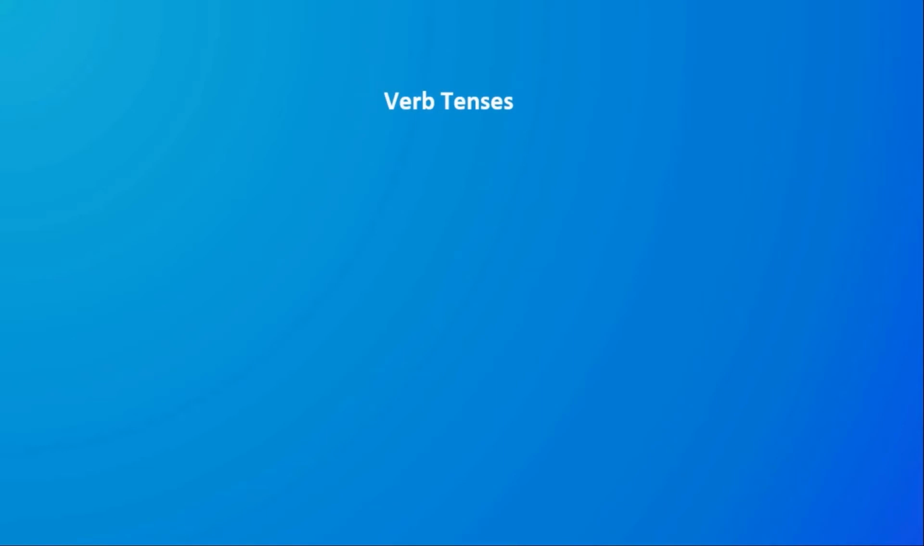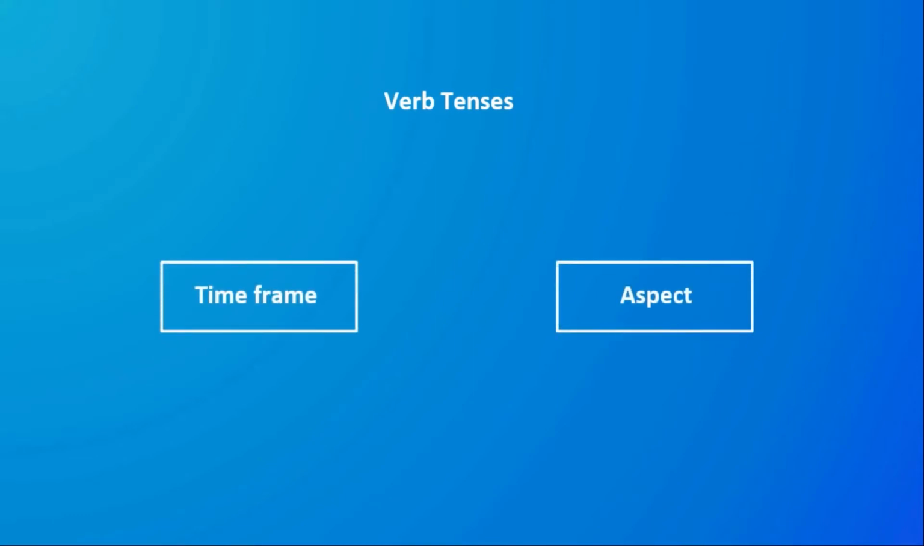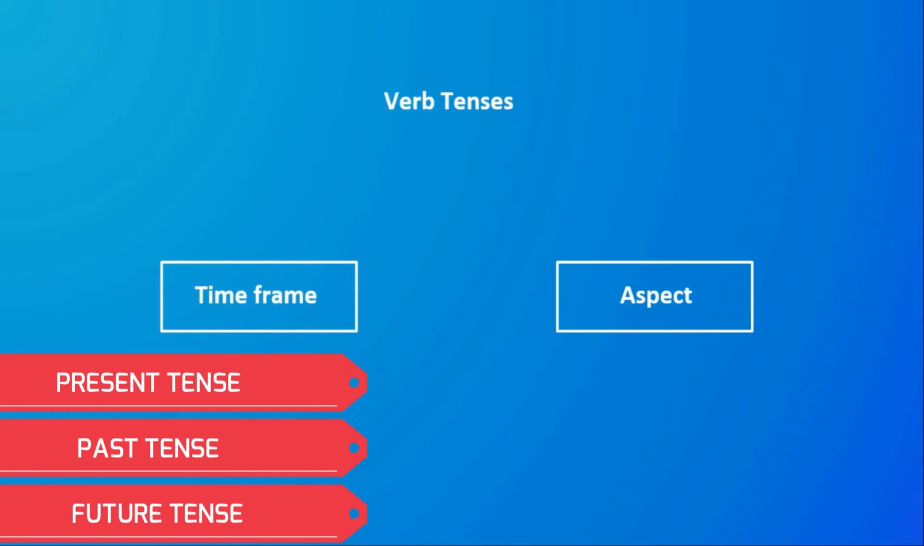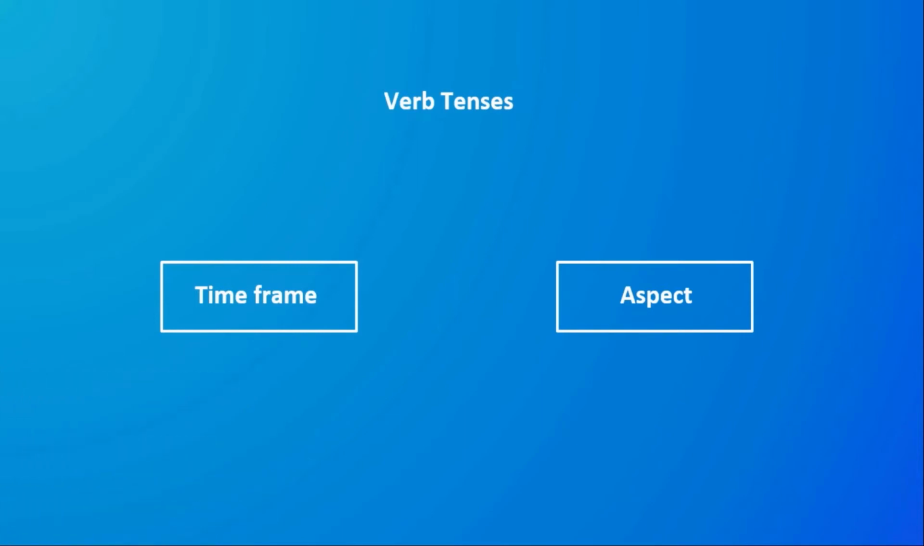Verb tenses can be grouped in two different ways. The first way is according to the time frame. The second way is according to the aspect. We have just discussed the present tense, past tense, and the future tense. This is how verbs are grouped according to the time frame. We'll now see how they can be grouped according to the aspect.